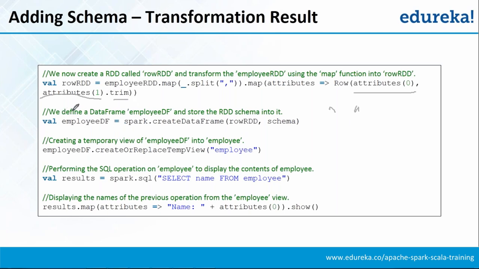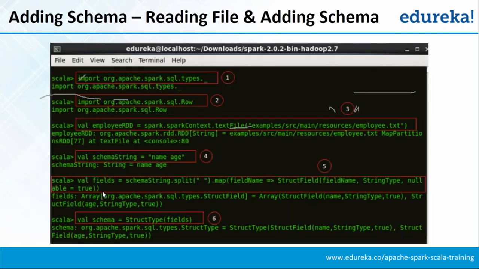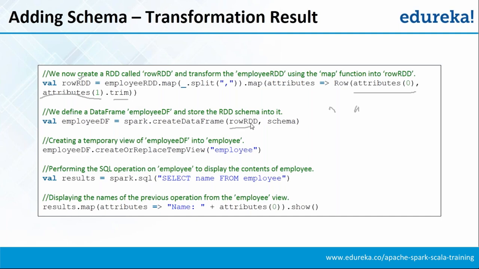After that, once we are done with this, we are going to define a data frame, employee DF, and we are going to store that RDD schema into it. If you notice this row RDD which we have defined here, and the schema which we have defined in the last case, with respect to my fields, we are going to pass that schema and this row RDD we have just created, and say that we are going to create a data frame. This will help us in creating the data frame.